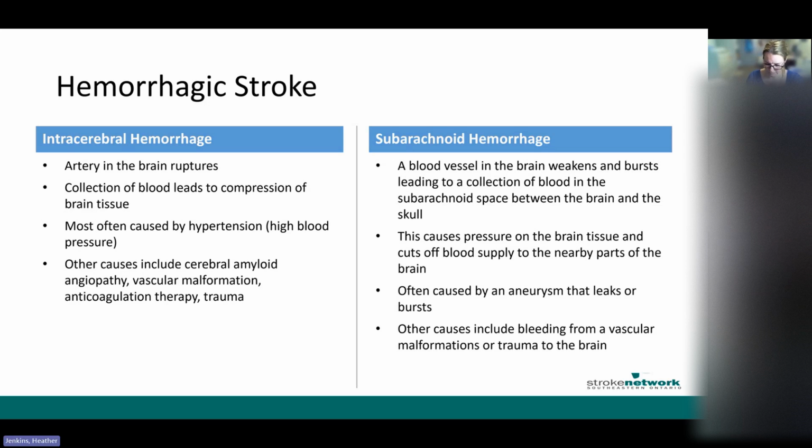So with that subarachnoid hemorrhage, before I leave this piece, the symptoms of a subarachnoid hemorrhage don't look quite the same as an intracerebral hemorrhage. They may still have that loss of consciousness, but they could also have double vision, nausea, vomiting, dysarthria, and a sudden severe thunderclap headache. It's often described as the worst headache of their life, and it's very, very sudden onset.